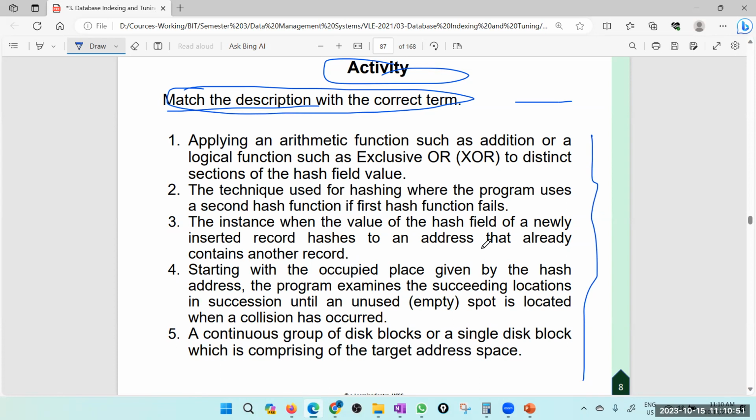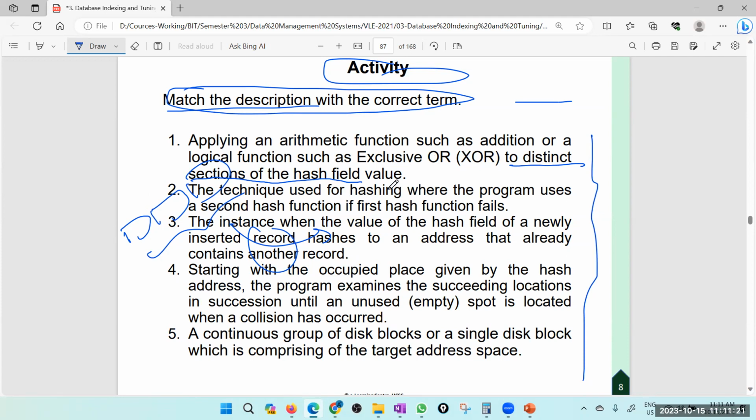Applying an arithmetic function such as addition or a logical function such as exclusive or to distinct sections of the hash field. So that is folding. You take distinct sections of your hash field and then apply XOR, add and so on to make it more mixed, randomized, and then apply the hash function to that value. That is called folding.